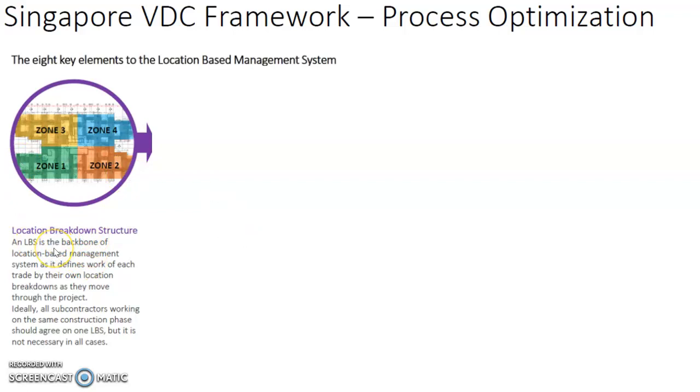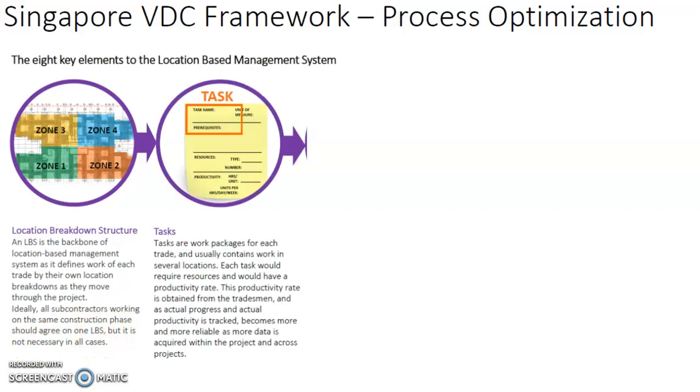A location breakdown structure is the backbone of a location-based management system, as it defines the work in each trade by their own location breakdowns as they move through the project. Ideally, all subcontractors working on the same construction phase should agree on one location breakdown structure, but it is not necessary in all cases. Then we go on to the tasks.